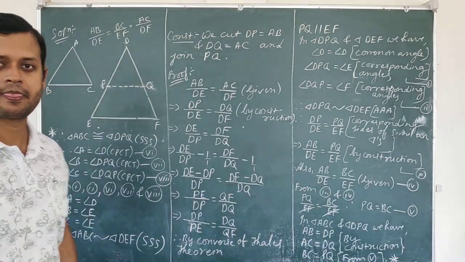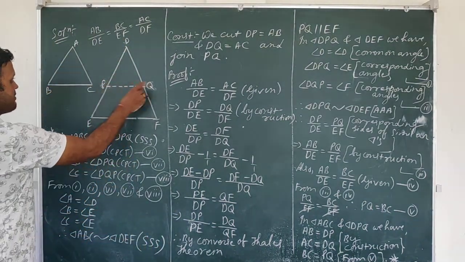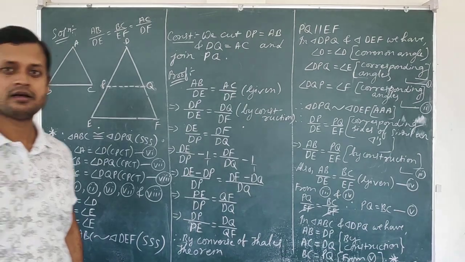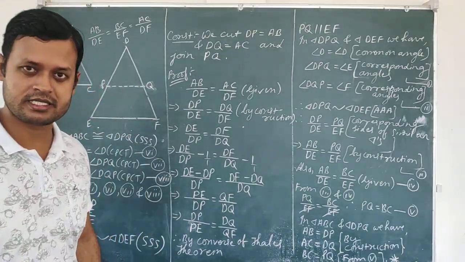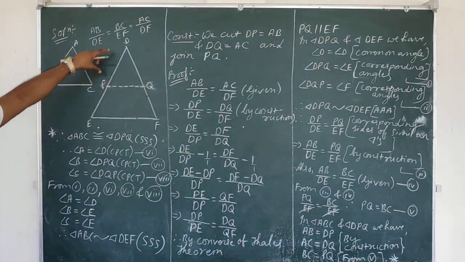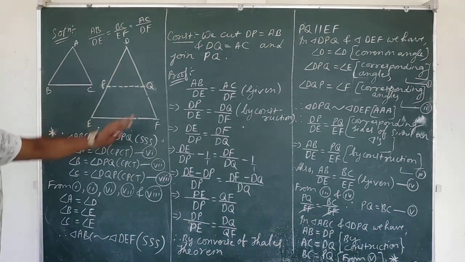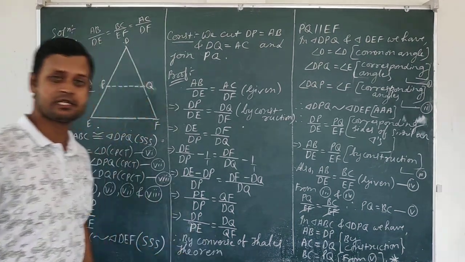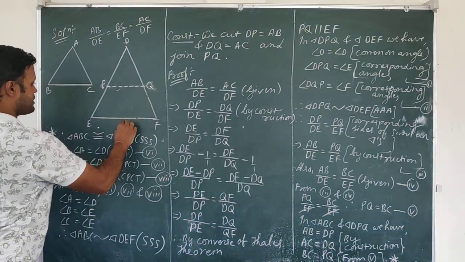That means, if a line segment divides two sides proportionally, then that line segment will be parallel to the third side, isn't it? Theorem 6.2, do you remember? So if DP by PE is equal to DQ by QF, then by the converse of Thales theorem, what will we get? PQ parallel to EF.